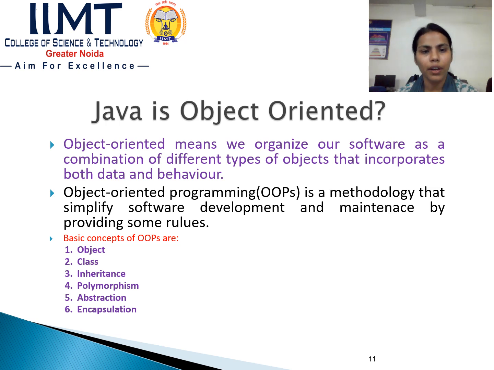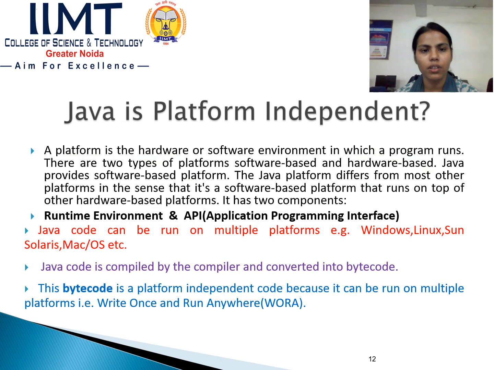Java is object-oriented. Object-oriented means we organize our software as a combination of different types of objects that incorporate both data and behavior. Object-oriented programming is a methodology that simplifies software development and maintenance by providing some rules. Basic concepts of OOPS are object, class, inheritance, polymorphism, abstraction, and encapsulation.